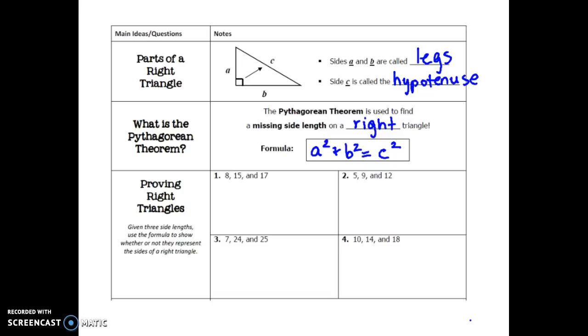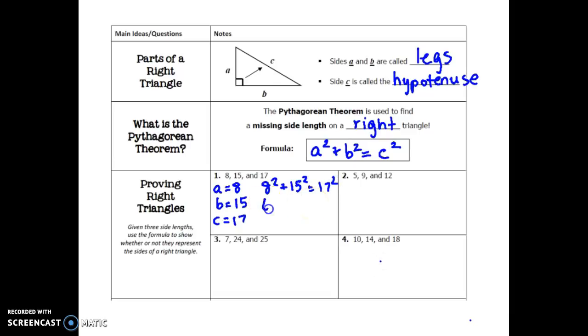Given three side lengths, we're going to use the formula to show whether or not they represent the sides of a right triangle. So we have sides 8, 15, and 17. Our A would be equal to 8, our B would be 15, and our C would be equal to 17. If we put it into the formula, 8 squared plus 15 squared is equal to 17 squared. So we're going to use our calculator.